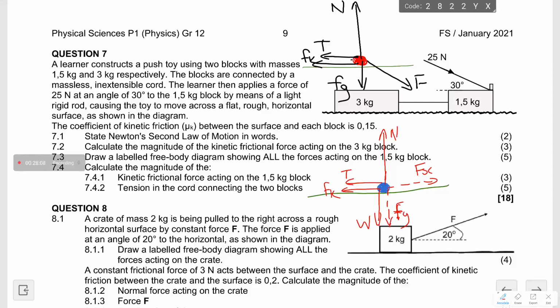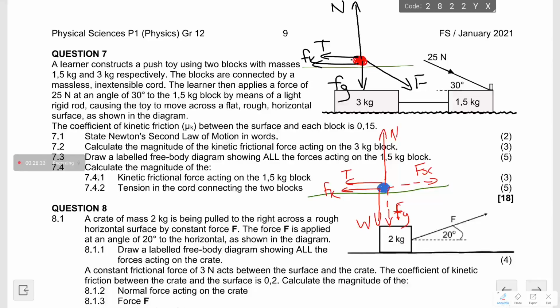So remember, again, components are represented by dashed lines because they are not the actual forces. So there must be a difference between the component of a force and the actual force.